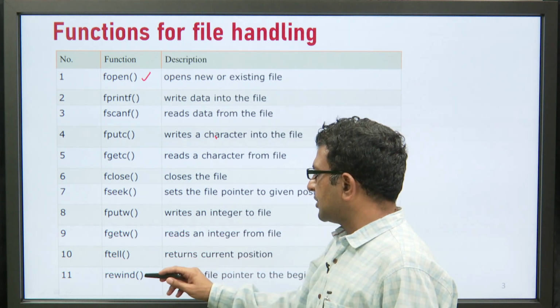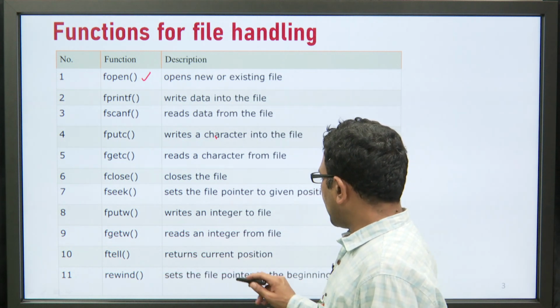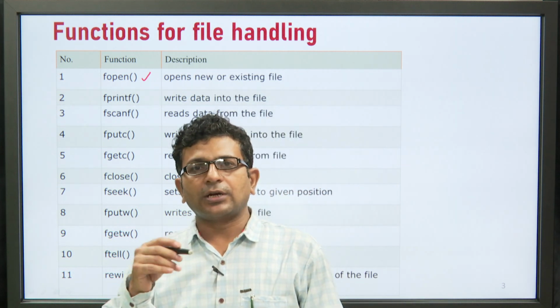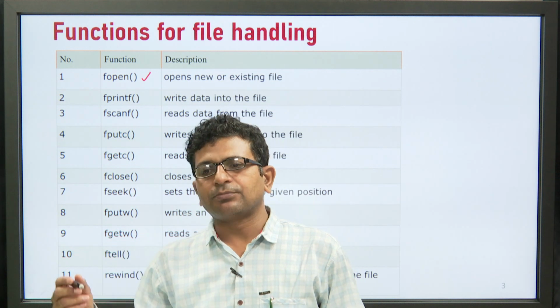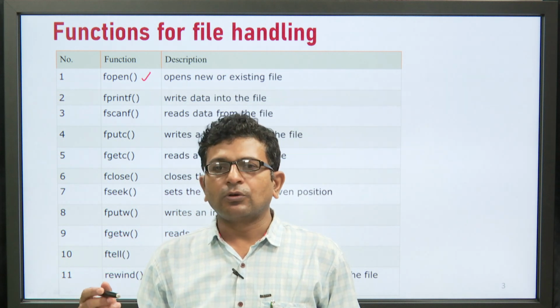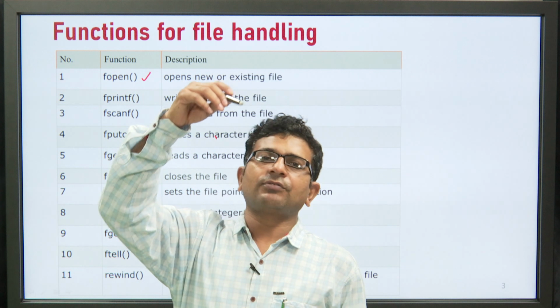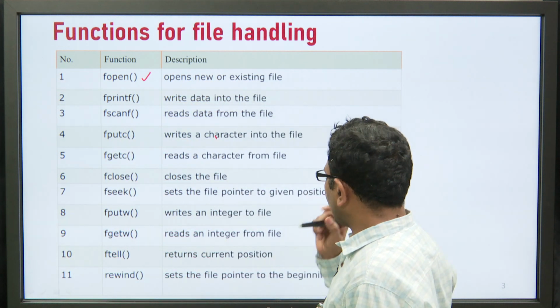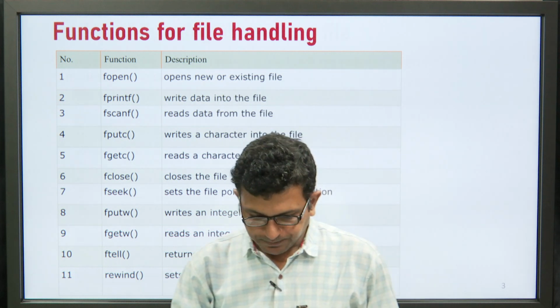Now, the last function is rewind. It sets the file pointer to the beginning of the file. Suppose you are working on a particular file, we are writing something or reading something. Now, we want to come back to the beginning of the file. So, in that case we will use the rewind function. Basically it sets the file pointer to the beginning of the file.